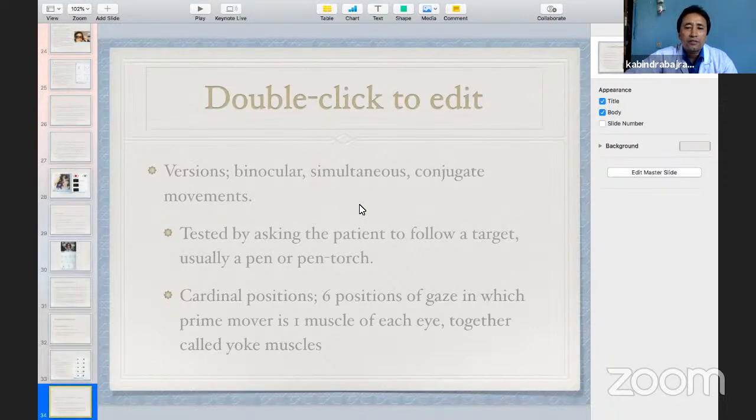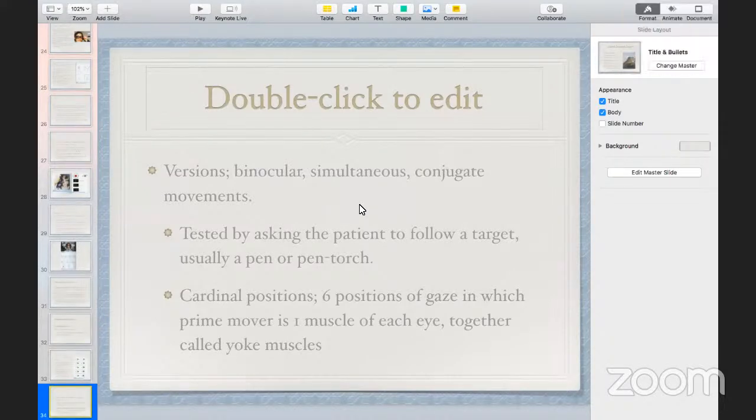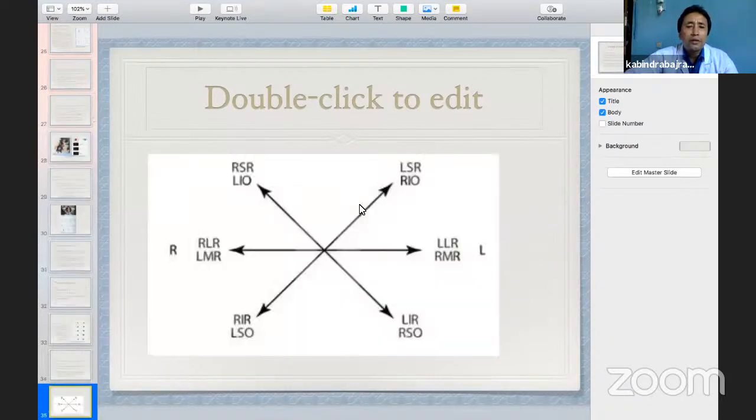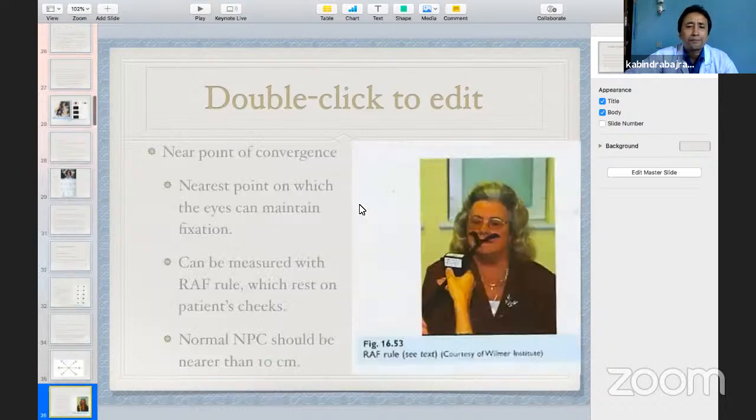The 6 cardinal gazes of movements, where the prime mover of one muscle each of the eye, and we can see here in dextroversion we are testing right lateral rectus muscle and left eye at the same time left medial rectus. In dextroelevation, right superior rectus, for left eye it is inferior oblique. So in this way, all 12 extraocular muscles can be tested with these 6 cardinal gazes of movements.